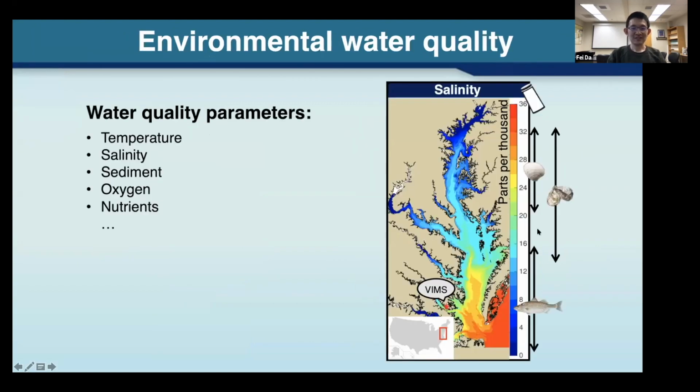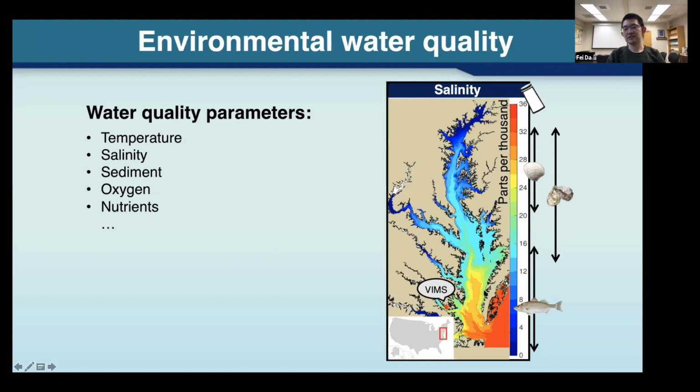So what is water quality? There are many different parameters we can look into, such as temperature, salinity, sediment, oxygen, nutrients. One example is salinity, which is the salt content of the water. You can see that from the map on the right. This is a map of Chesapeake Bay showing the salinity. Chesapeake Bay is located on the eastern coast of the United States. In this figure, blue means salinity is very low, and red means salinity is high. Fresh water usually has very low salinity, 0, and the open ocean, such as the Atlantic Ocean here, has higher salinity.